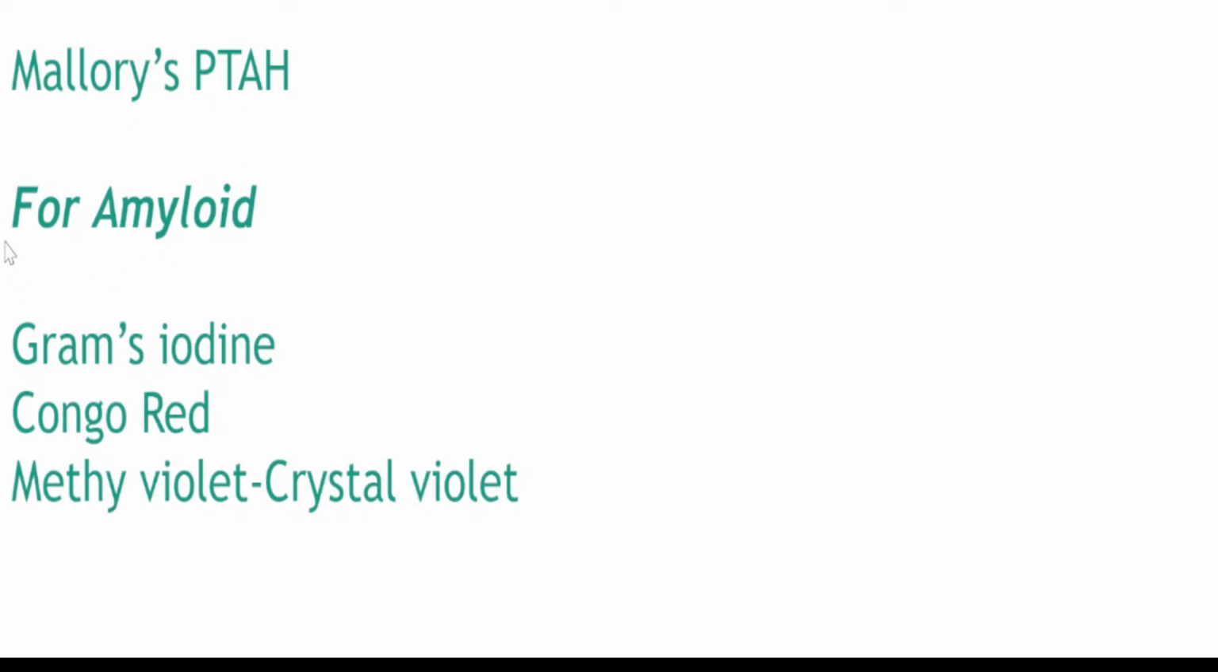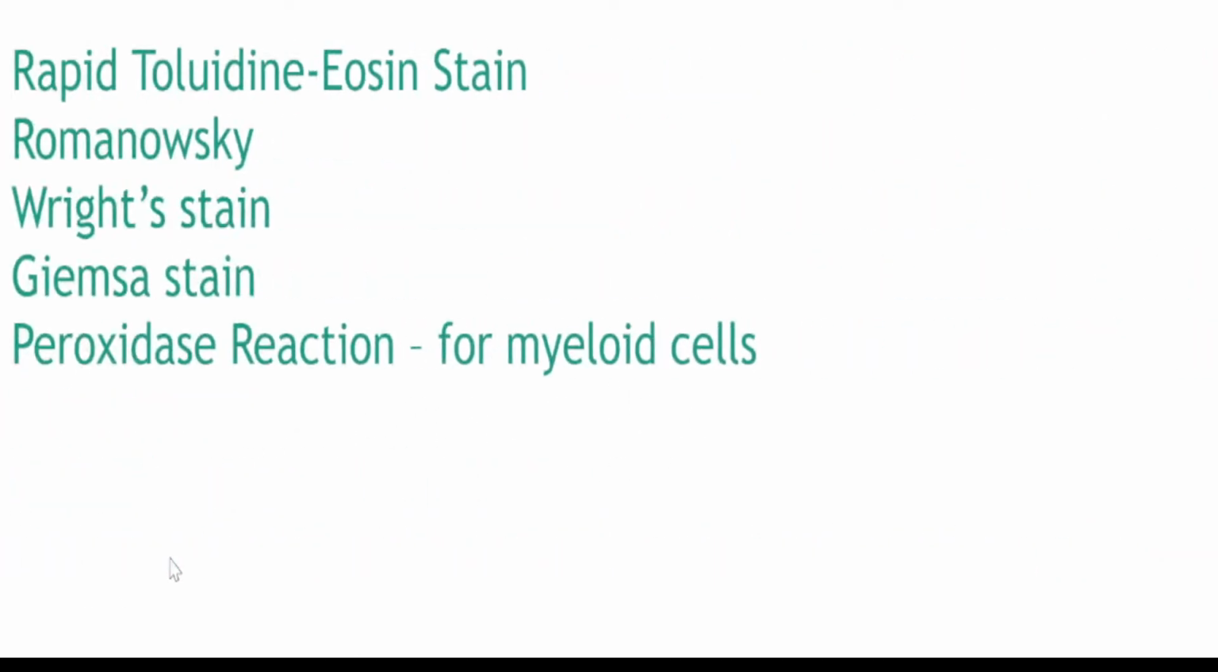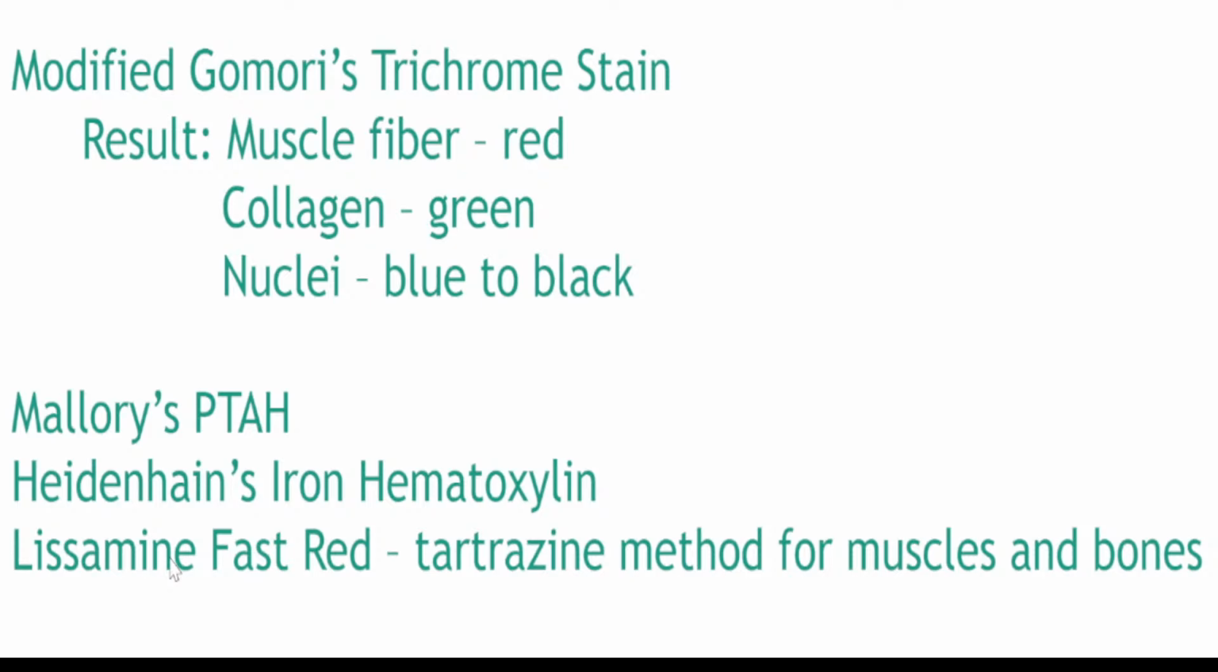For amyloid, what disease are we detecting? Amyloidosis, of course. It's abnormal if you have a lot of amyloid in your tissues. So we use Congo red, Gram's iodine, methyl violet and/or crystal violet. For muscle and bones, trichrome stain, Mallory's, phosphotungstic acid hematoxylin, lissamine fast red. For bones, it's Schmorl's picrothionin method.